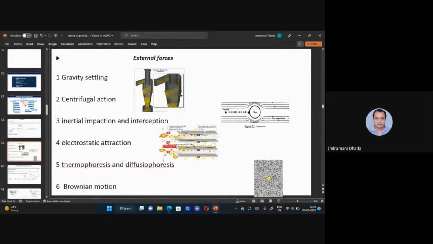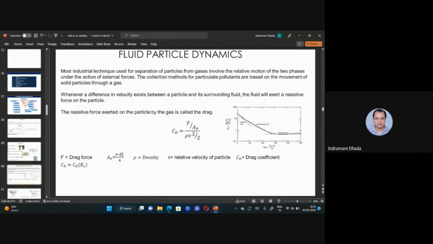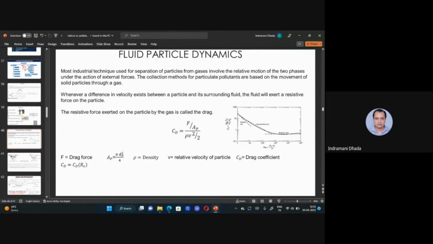Okay, that is the things in the electrostatic attraction. Then Brownian motion and other things are very complex. I don't want you to enter into all those things in this short while, but we can discuss these four things: gravity settling, centrifugal action, and other things. Okay, now coming to the fluid particle, I'll go directly to gravity settling.